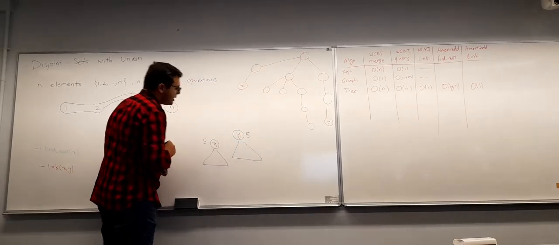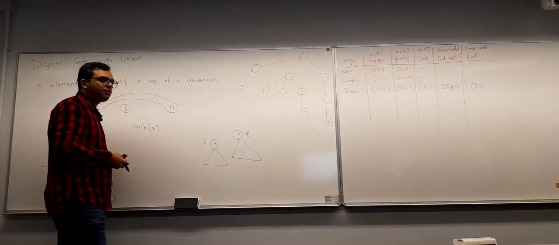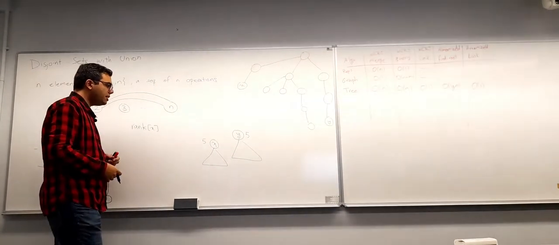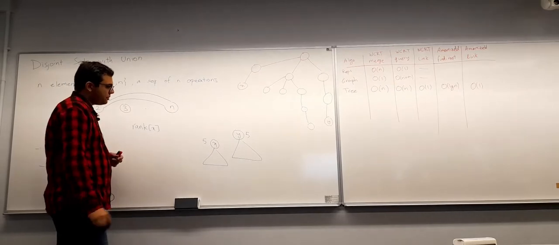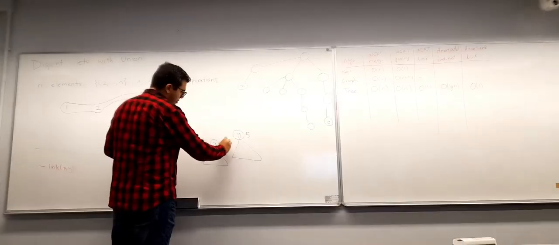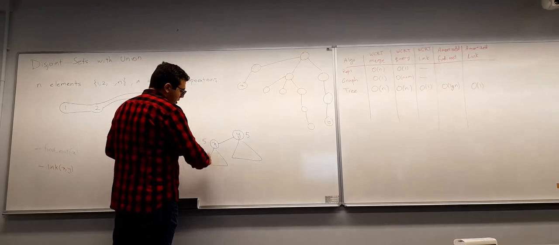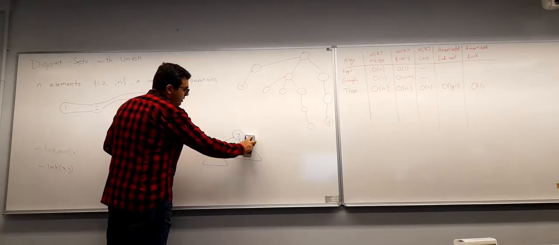If both of them have the same rank, I just pick one of them. Let's say I pick Y and say that this is my new root. And I make X a child of Y. But after I do this, I update the rank of Y and I increase it by 1.